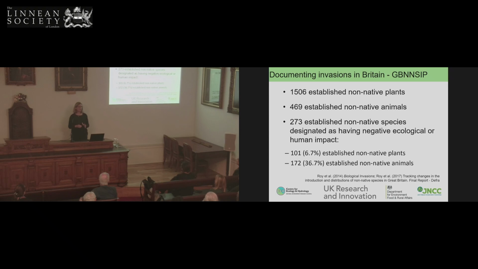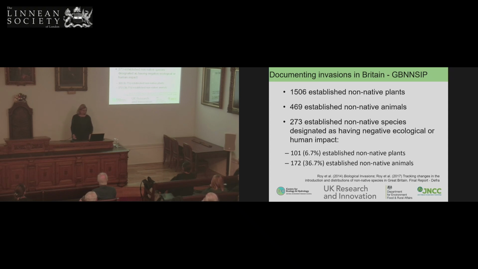We have about 2,000 species in Britain that are non-native and established. That is, that they have reproducing populations. There's about another 1,000 species that we don't have any evidence that they're actually reproducing here at the moment, but nevertheless they have been recorded. The database is dominated by plants, about 1,500 or more plants. But if we then begin to look at the invasive species within that, so those that are causing a problem, we can see that's a very low proportion of plants, about 6.7% of established non-native plants cause some kind of problem, whereas more than a third of the animals cause some kind of problem.